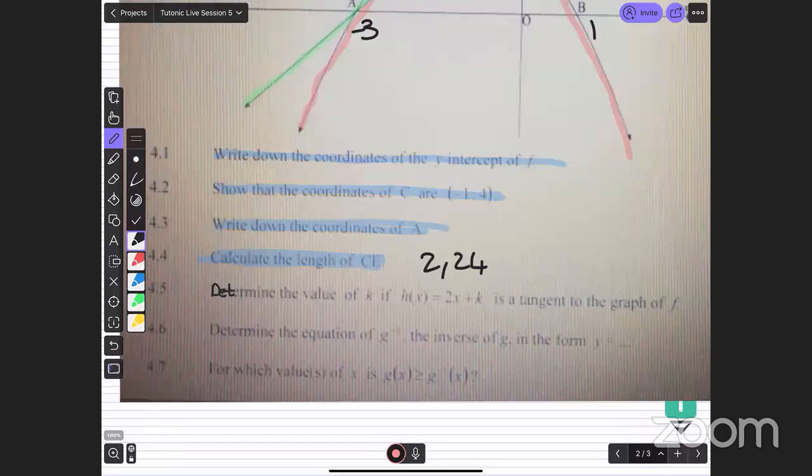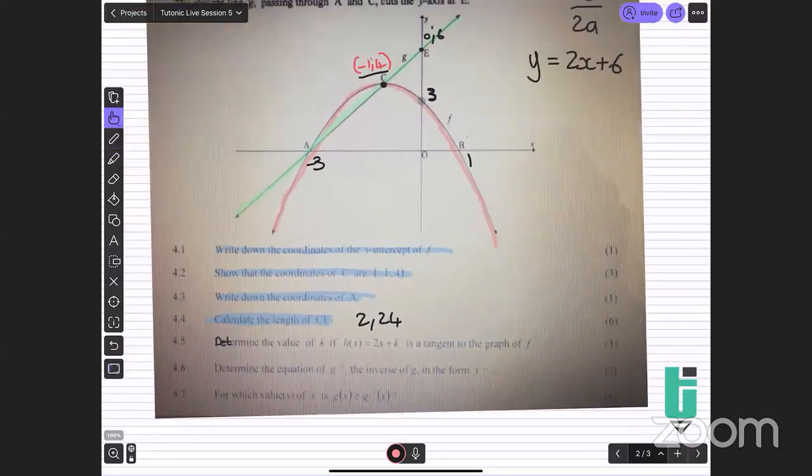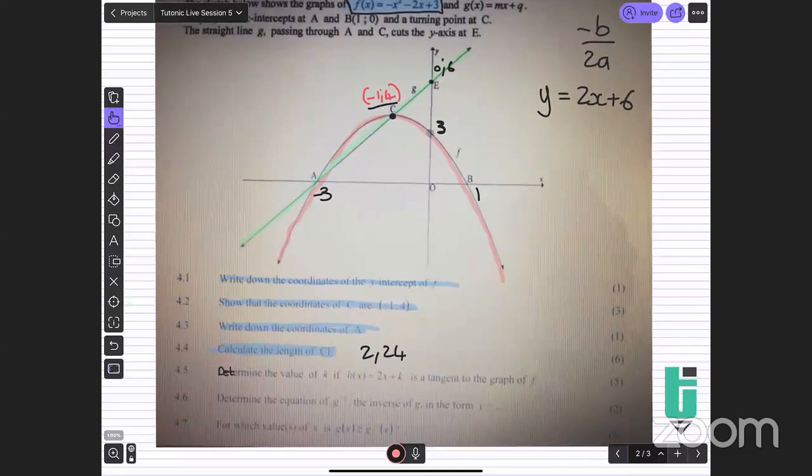Okay, but it says determine the value of k if 2x plus k is a tangent to the graph. Tell me, what are the things that you guys know about tangents to the graph? The derivatives are equal at the point of contact. Yes. So the gradient of the graph is the same as the gradient of the tangent at the point of contact.